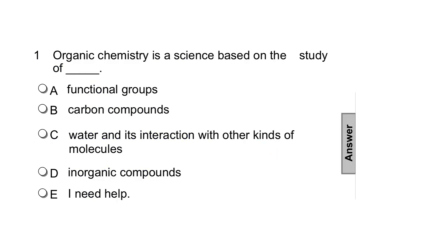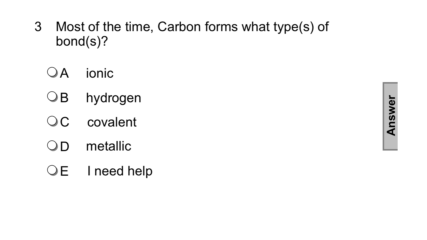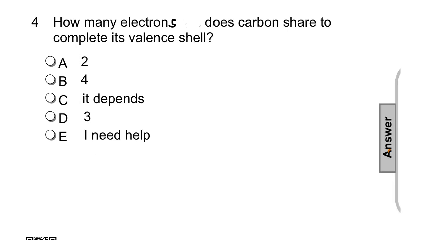Okay, so let's whip through these. Organic means carbon containing. What property of carbon gives the ability to form chains? Like we said, carbon has 4 outer shell electrons. Outer shell is valence and therefore has 4 openings for connecting to other carbons or other elements. Carbon forms only covalent bonds by sharing electrons. So how many electrons does carbon share to complete its valence shell? Well, it needs 4 more. So we'll share 4 more electrons with other carbons or other elements.